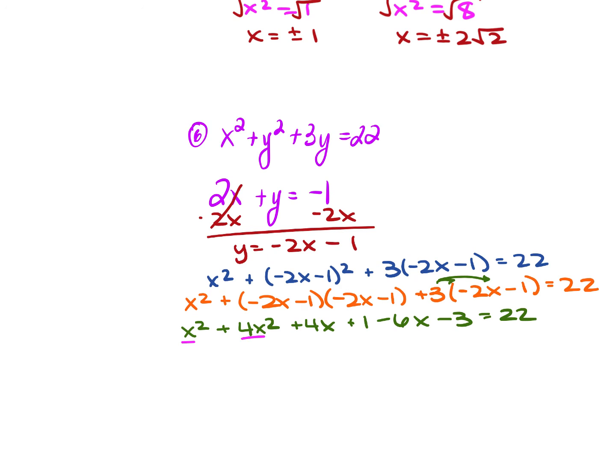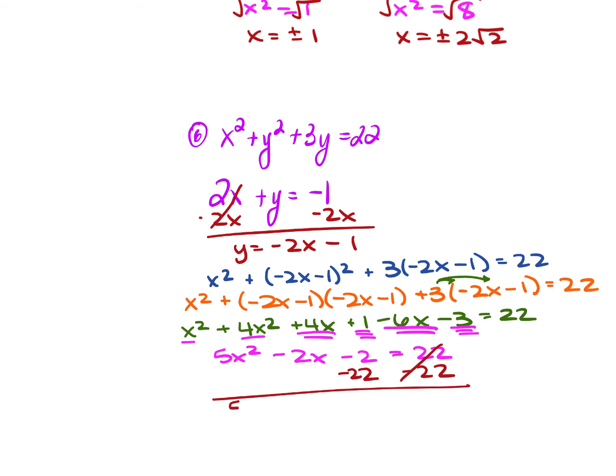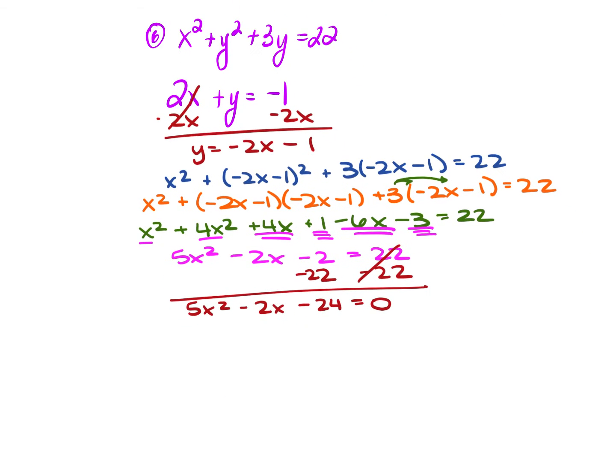We're going to combine our like terms. We have 5x squared. The 4x combines with the negative 6x to give us negative 2x. And the 1 and the negative 3 combine to give us negative 2, is equal to 22. We're going to move the 22 over by subtracting it from each side. We're left with 5x squared minus 2x minus 24 is equal to 0.